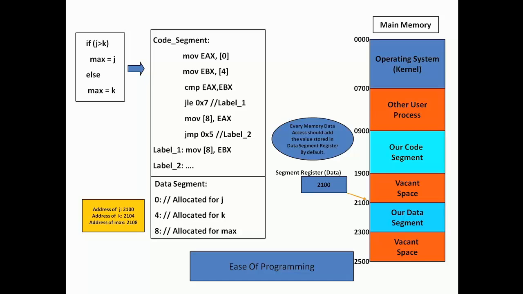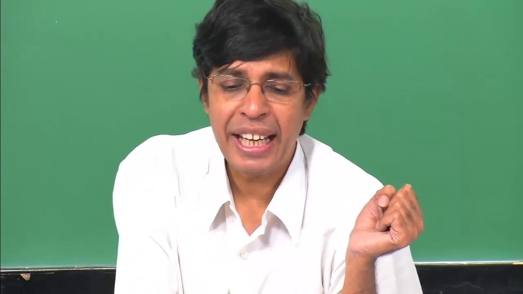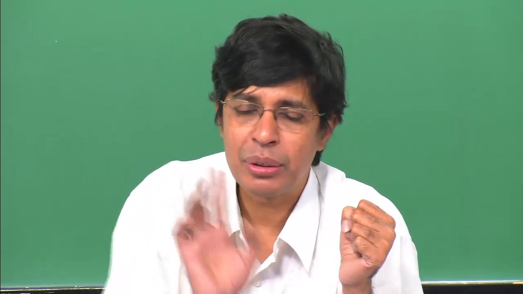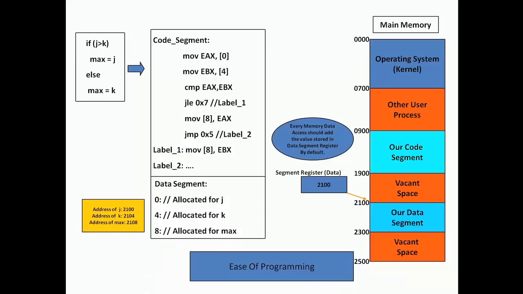So, how does the architecture support this? Are you getting the problem what I am saying? The architecture says whenever you are accessing any data, you add whatever is there in the segment register to it. So, what happens now? Move EAX comma 0, 0 plus 2100 I will add. So, move EAX comma 2100, correct? J is loaded there. Move EBX comma 2104, K is loaded there. Move 2108 comma EX, correctly EX goes to max, correct?